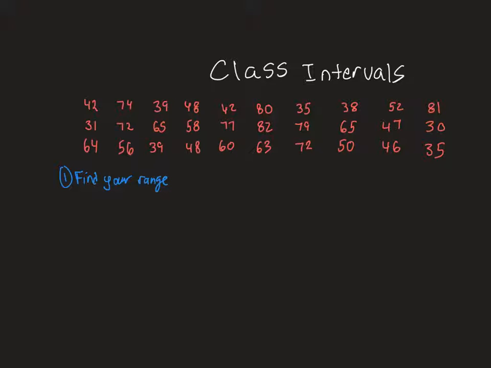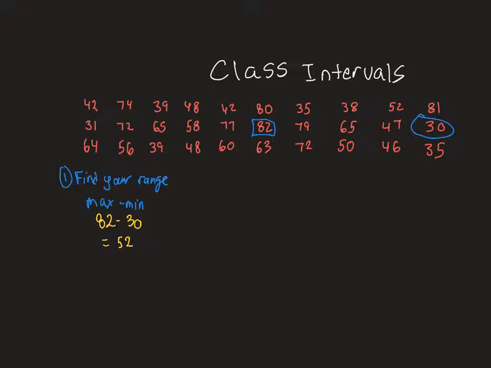Now your range is found by doing your max minus your min. So in this case, my maximum number here seems to be 82. And my smallest number seems to be the 30. Is that right? Let's do a final roundup here. Yup, it should be 30. So you're going to have 82 minus 30, which should be 52. Okay, so that's our range.